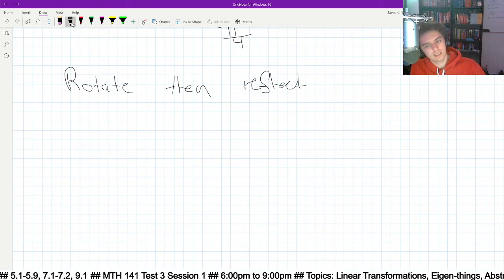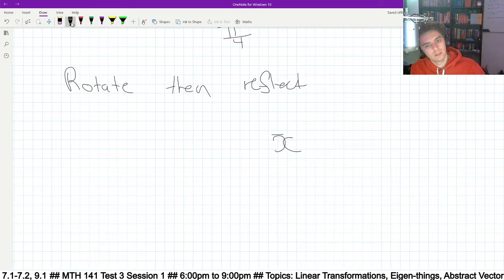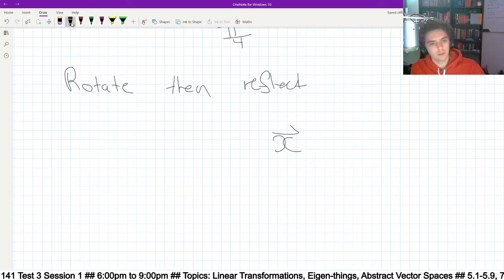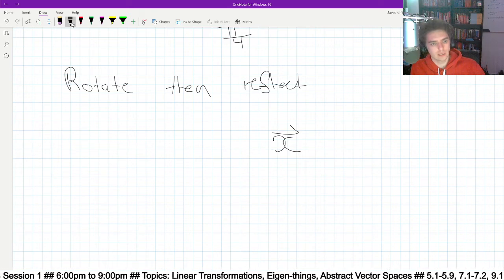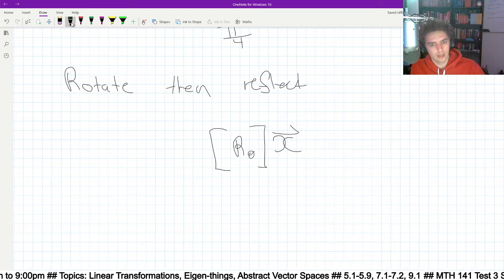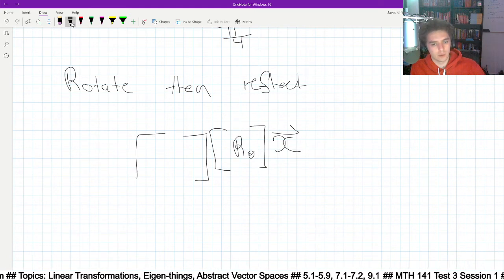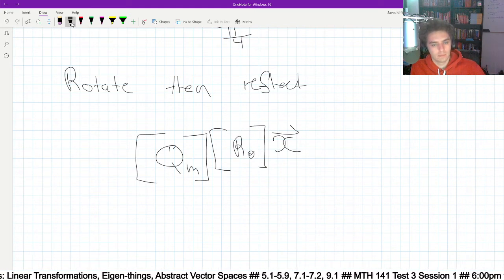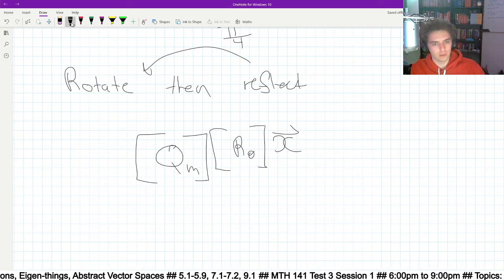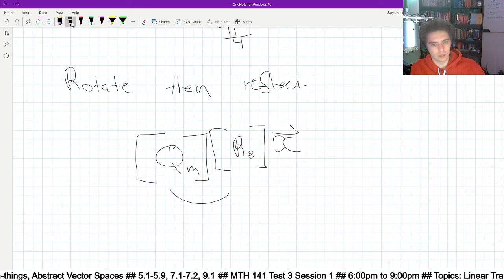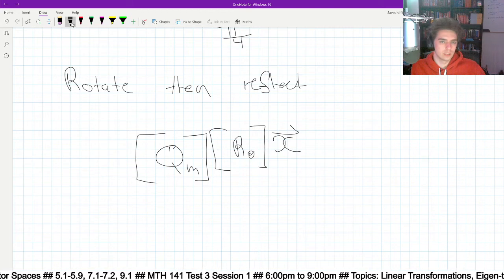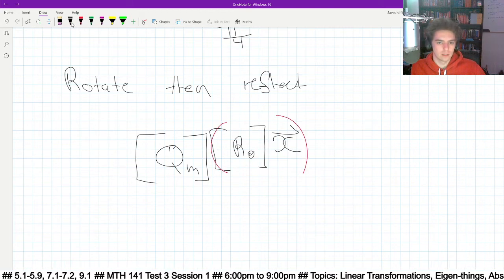Well, just think of it like this. You're applying this transformation to the vector x. The first transformation you do is the first one they ask. So rotate: you would do your rotate first, R theta, and then they ask you to reflect, so then you would put Q_M. And so that's the order you put it in. If they said reflect and then rotate, then you'd switch the order. So just think of it like applying to x first.